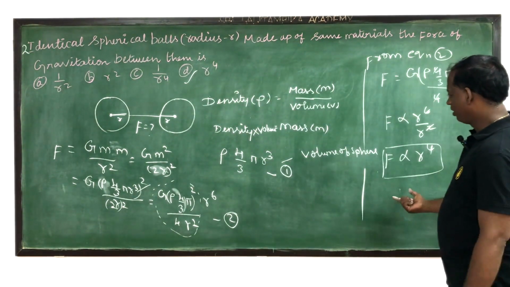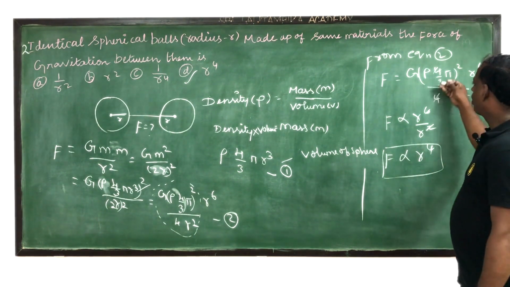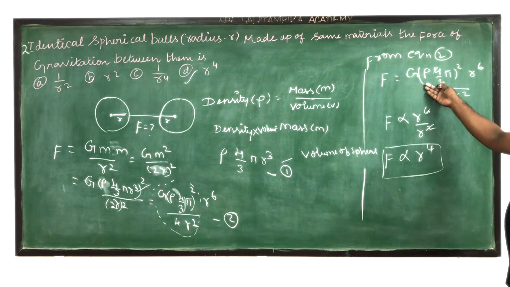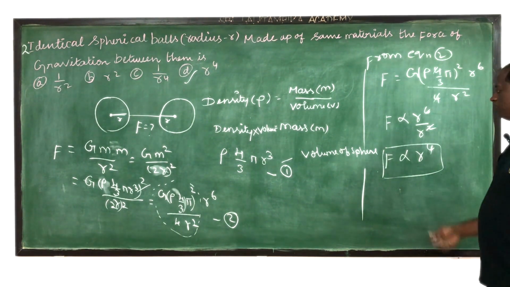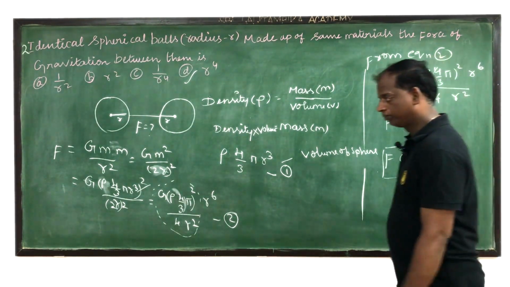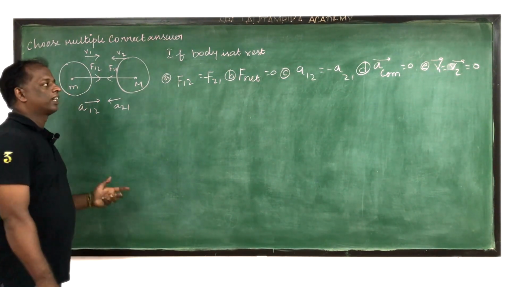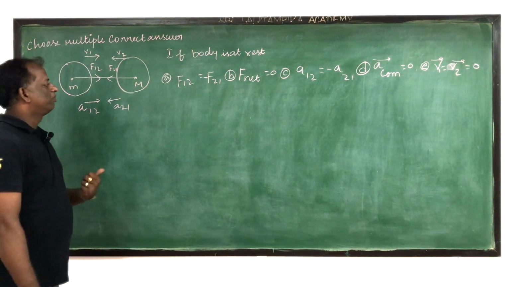So this is how we need to solve this sum. All of these are constants. G is the universal gravitation constant, rho is the density, 4 by 3 pi, these are all values. Keeping all of these constant and varying only the radius, F is proportional to r power 4. Now this question asks us to find the multiple correct answers. This is a JEE question, so find the multiple correct answers.